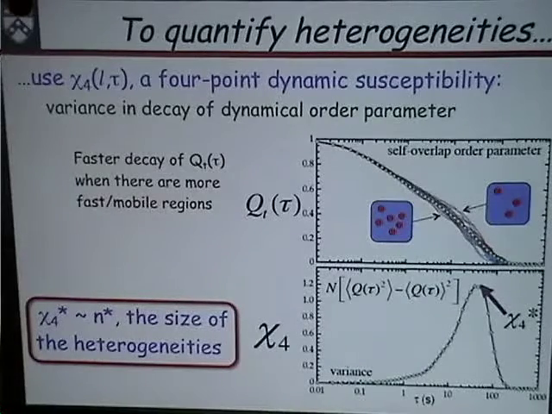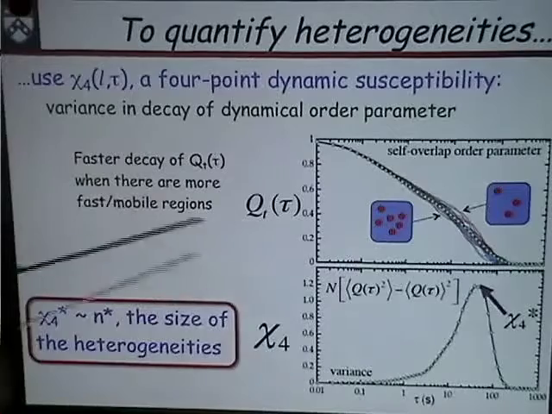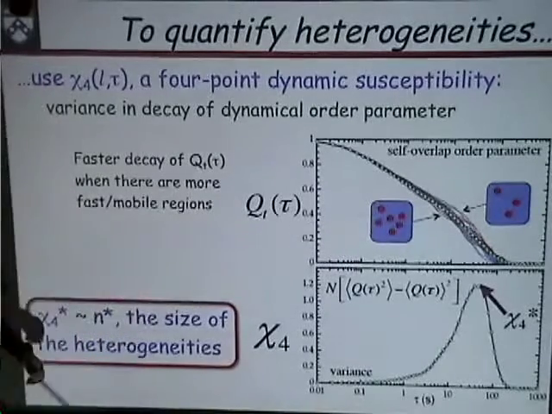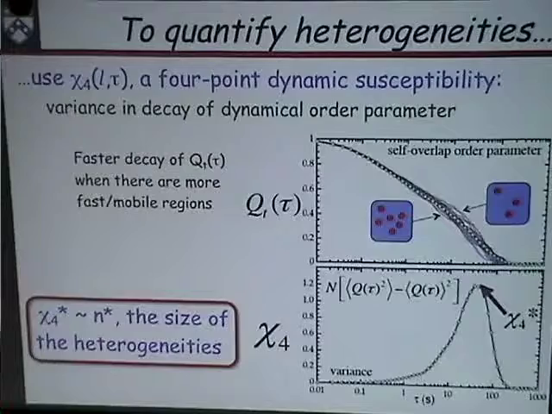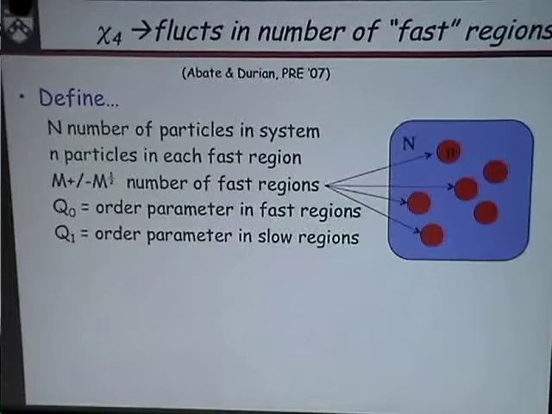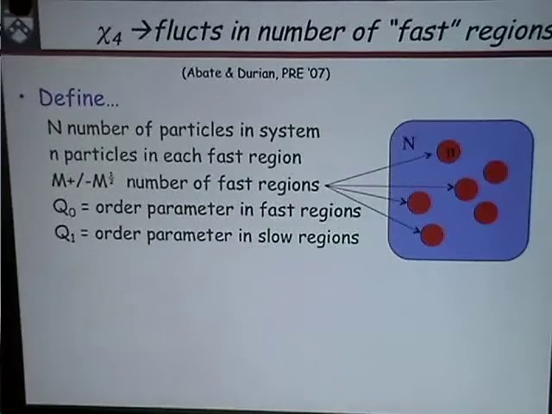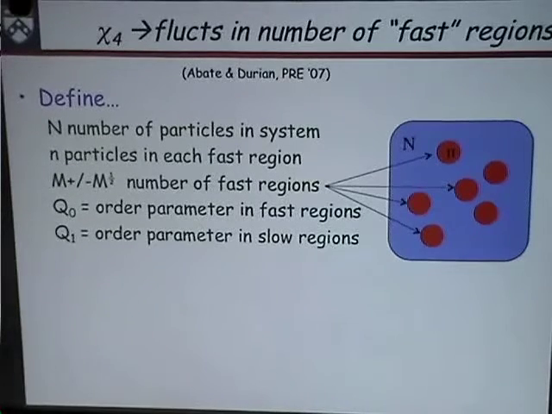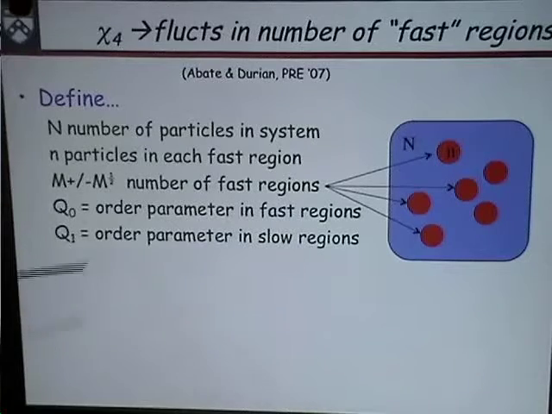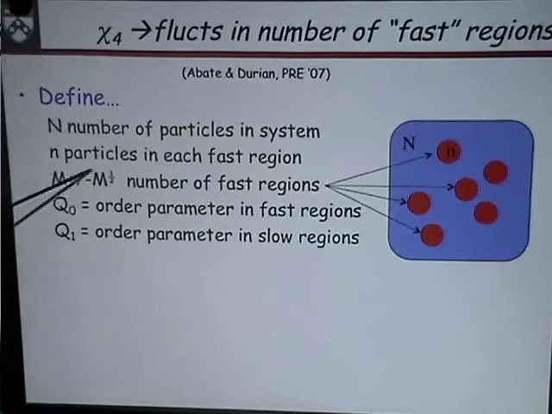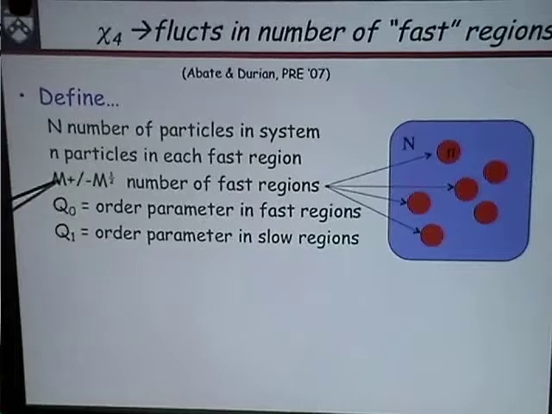All right, so that's chi4. And with this picture of number fluctuations, you can do a little calculation, just counting statistics, to get the size of the fast regions. So let's say there happen to be N particles in your system, or your field of view. And let's say that on average there are small n particles in each of the fast regions. Then the whole effect, the reason for variance, is because there are number fluctuations in the number of fast regions. Just counting statistics, so m plus or minus the square root of m.